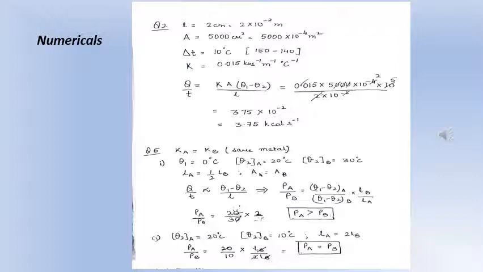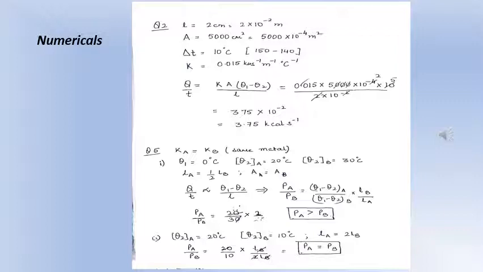So using the formula Q upon T is equal to Ka (theta1 minus theta2) divided by L, and on substituting the various values of the quantities mentioned, the rate of transmission of heat is 375 into 10 to the power minus 2 or 3.75 kilocalories per second. If you want, you can also convert your answer in terms of joules per second, which can be written as watt also. Next is question number 5.